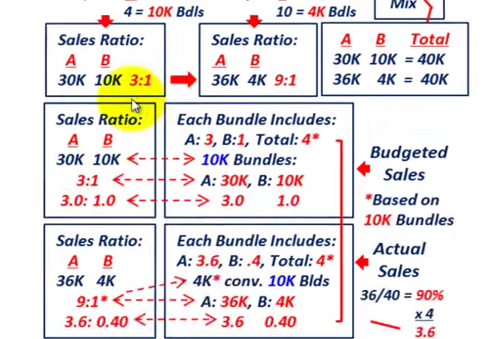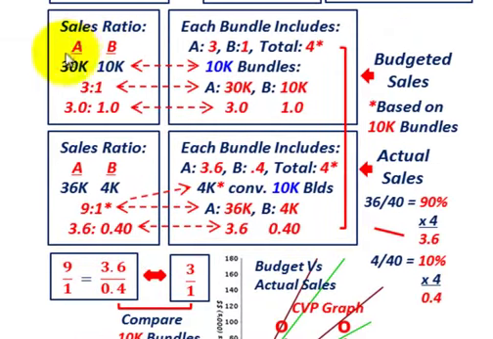Okay, so now let's break the sales ratio down. For our budgeted sales, we've got that sitting at 3 to 1: 30,000 of A, 10,000 of B, a 3 to 1 sales ratio. We equated that to 10,000 bundles, and it was broken down so that each bundle would include a quantity of 3 of product A and a quantity of 1 of product B. Total quantity is 4 per bundle. So we've got our budgeted sales, and that ratio is fine, 3 to 1.